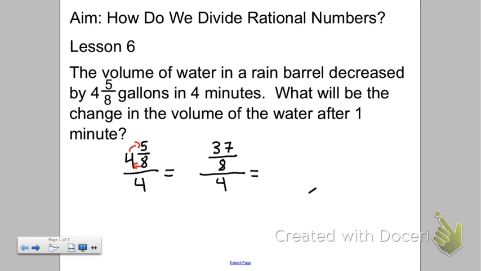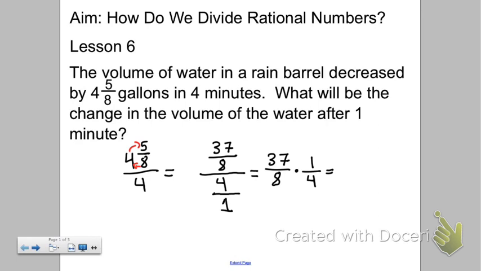In order to divide fractions, I need to have both numbers be fractions. 37/8 is a fraction. I need to turn this 4 into a fraction. In order to turn 4 into a fraction, I'm going to make it 4/1. Now that I want to divide, I'm going to keep my numerator, 37/8. I'm going to multiply by the reciprocal of my denominator. My denominator is 4/1, so the reciprocal of that is 1/4.